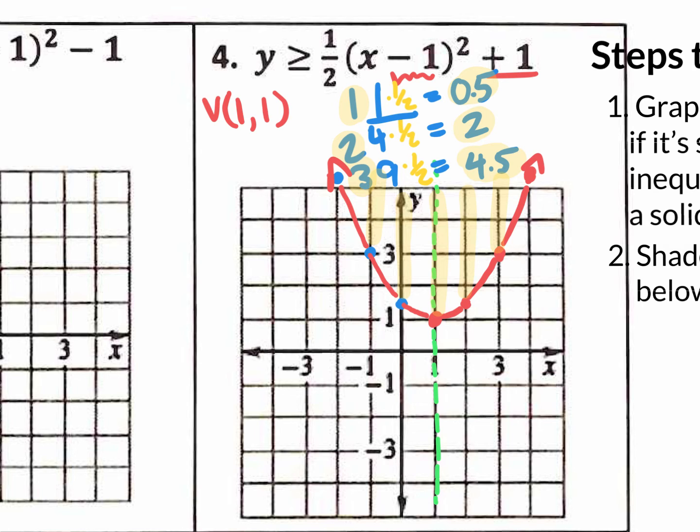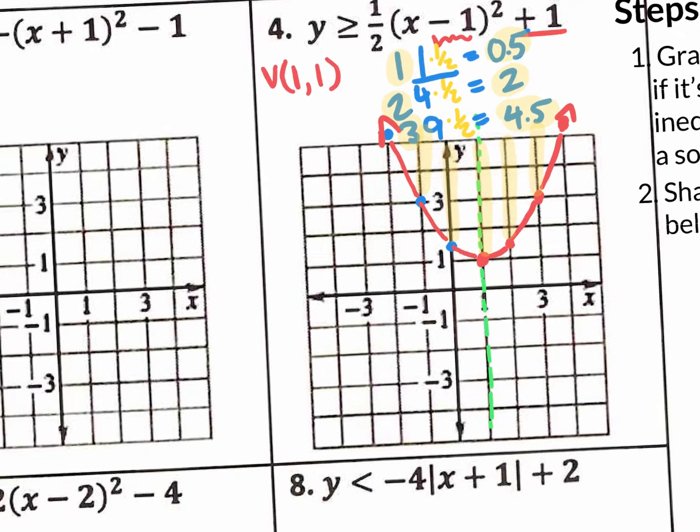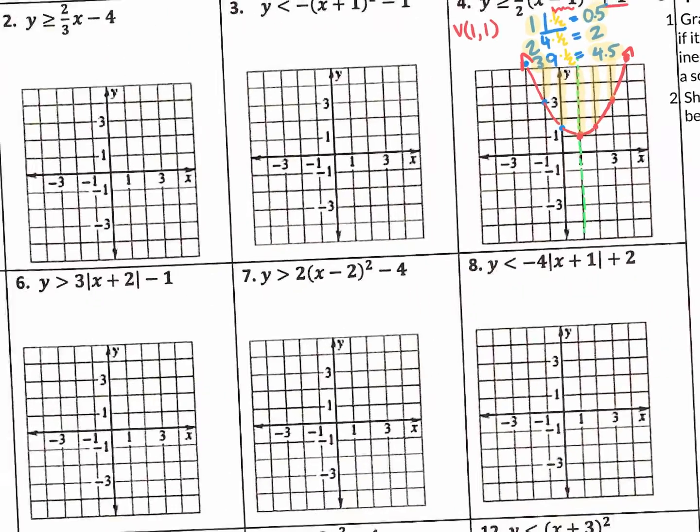Now, if this would have been a less than or equal to, then you'd be shading everything below, which would be everything on the outside. And that's how to do it. It's pretty easy. Should we do another?